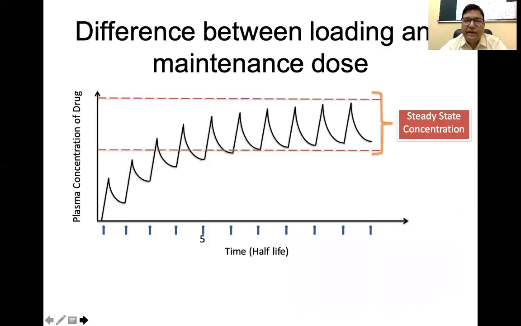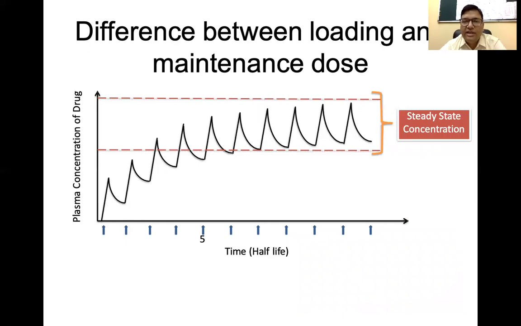So, what is the difference between the loading dose and the maintenance dose? If a drug has a very large volume of distribution and we give it at regular intervals, it will take 4 or 5 T half to reach the steady state concentration. So by giving the doses regularly we do achieve the steady state concentration, but it requires at least 4 to 5 T half to reach it.